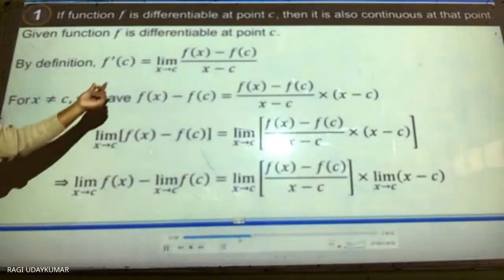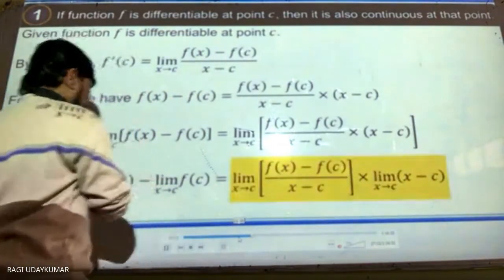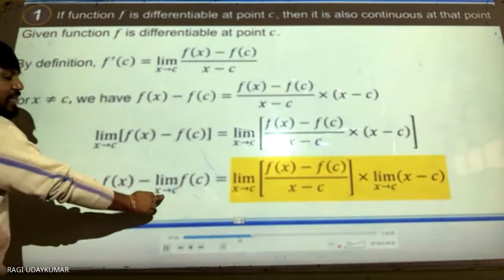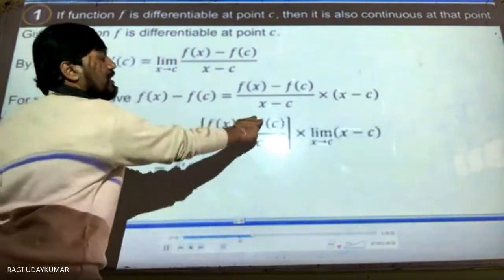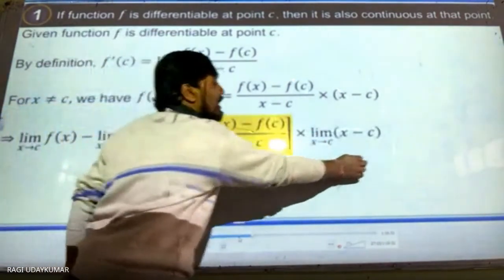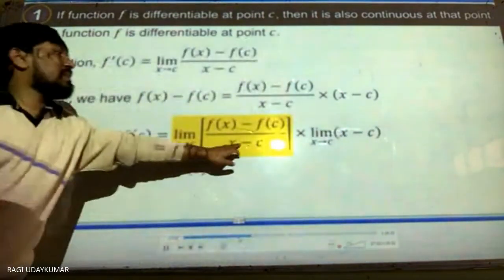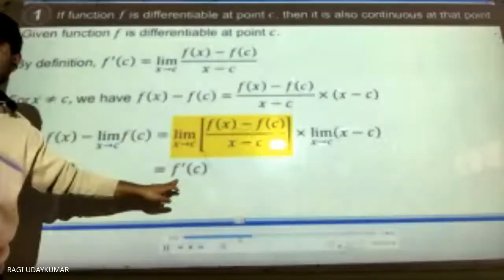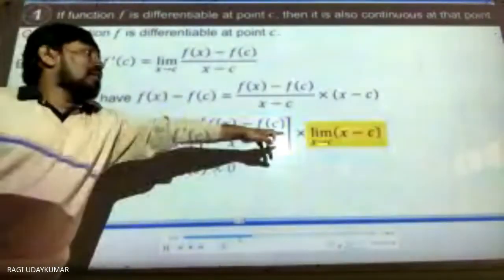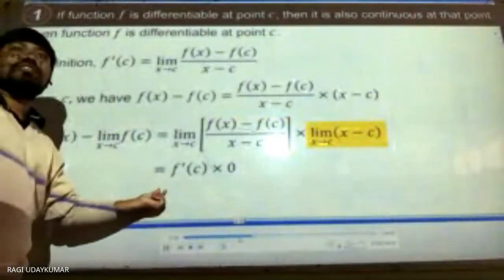Find the limit as x tends to c of f of x minus c. This is equal to the limit as x tends to c of f of x minus the limit as x tends to c of f of c, which is equal to the limit of f of x minus f of c by x minus c, into the limit as x tends to c of x minus c. This first value is f dash of c using the first principle definition, and the limit of x minus c is 0. So it is equal to 0.